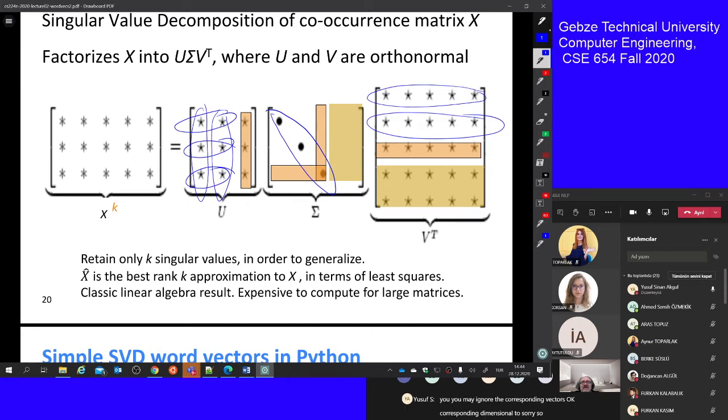So singular value decomposition by itself does not reduce the space size, but it rearranges your space. It transforms your space into a new space. In that space, you know which dimensions are important. The first 100 are important, or the first 200 are important. The rest you may ignore. That's what we are going to do with the co-occurrence matrices.